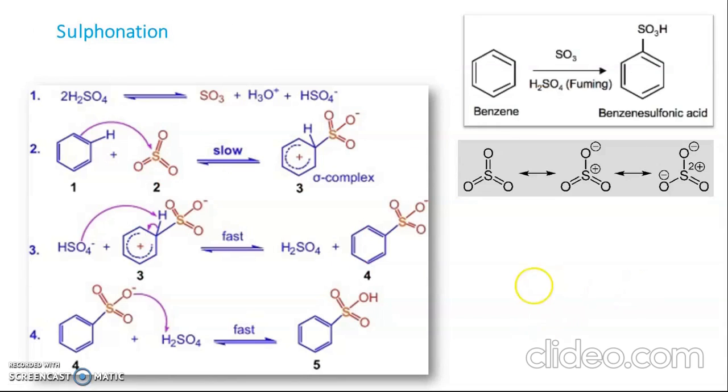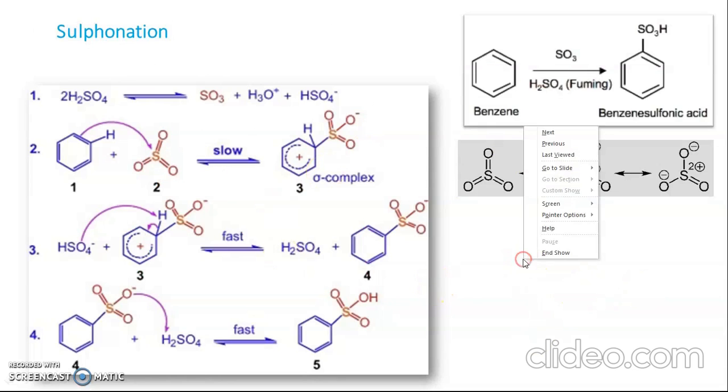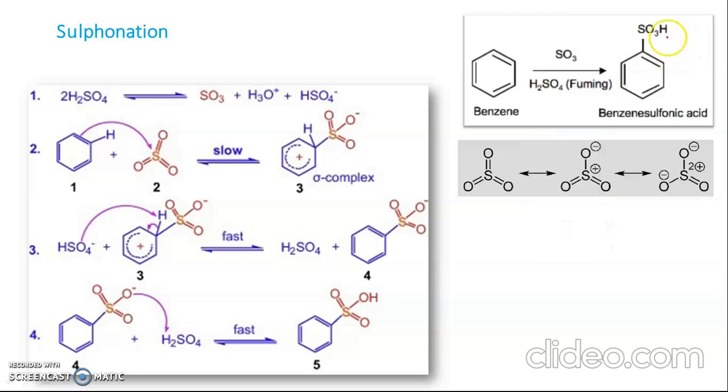Our next reaction is sulfonation. Now in sulfonation, there is insertion of a sulfonic acid group in the benzene ring. So what we are using as reagent is SO3 in the presence of fuming H2SO4. Starting material is benzene, and the final product is benzene sulfonic acid, or sometimes we simply call it sulfonic acid. First of all, we have to see the resonance structures of SO3. It can be easily understood that the positive charge is over sulfur, right? So the sulfur atom will be the actual electrophile.